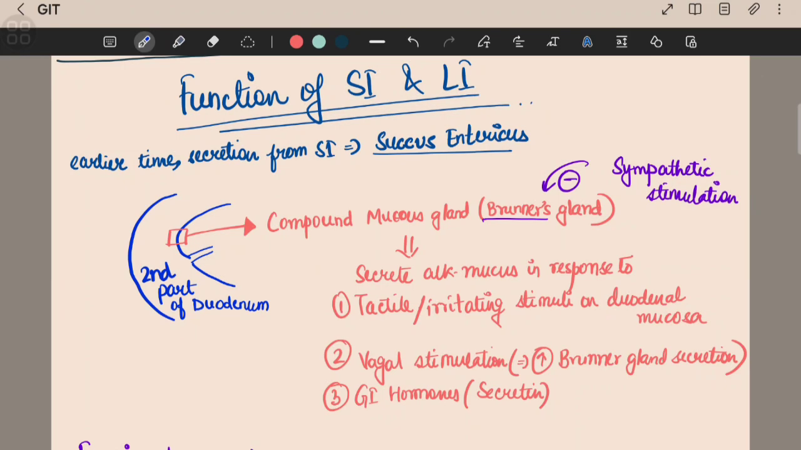Everyone, I'm Saptarshi Biswas from Murshidabad Medical College. Today we will be discussing the functions of the SI and LI, that is the small intestine and large intestine. Now see, the secretions that are released from the small intestine were earlier called succus entericus. Just for your knowledge.